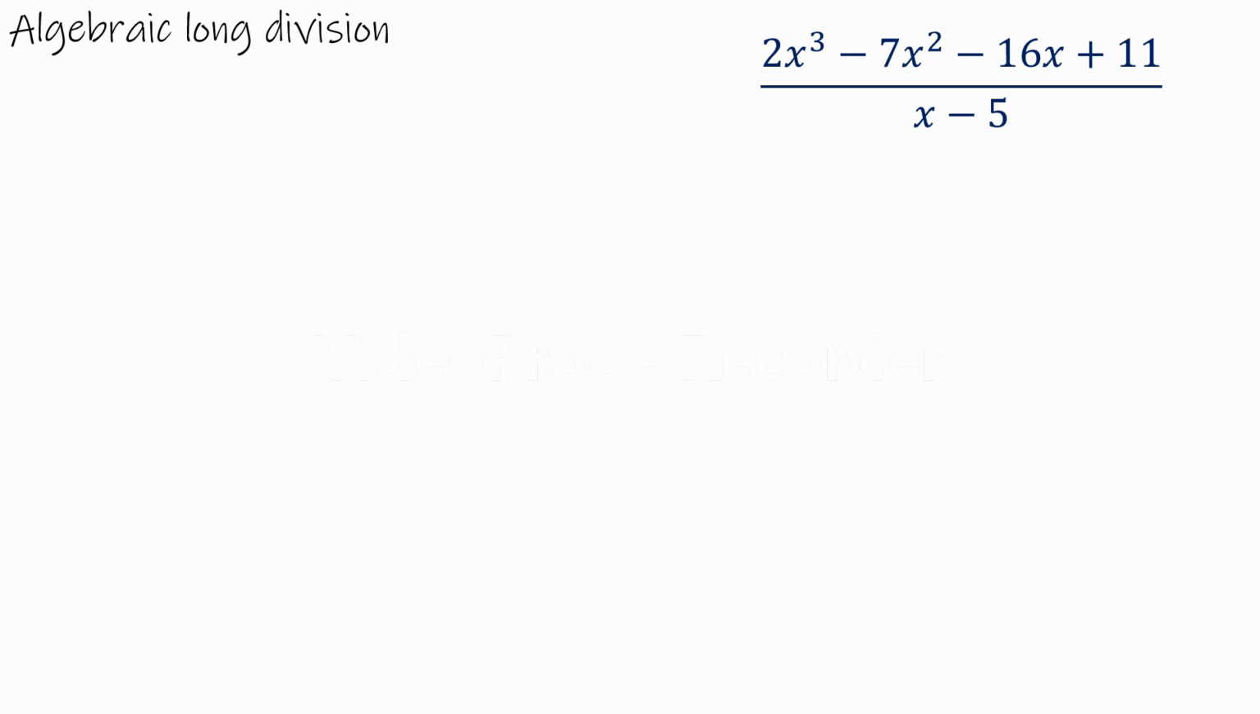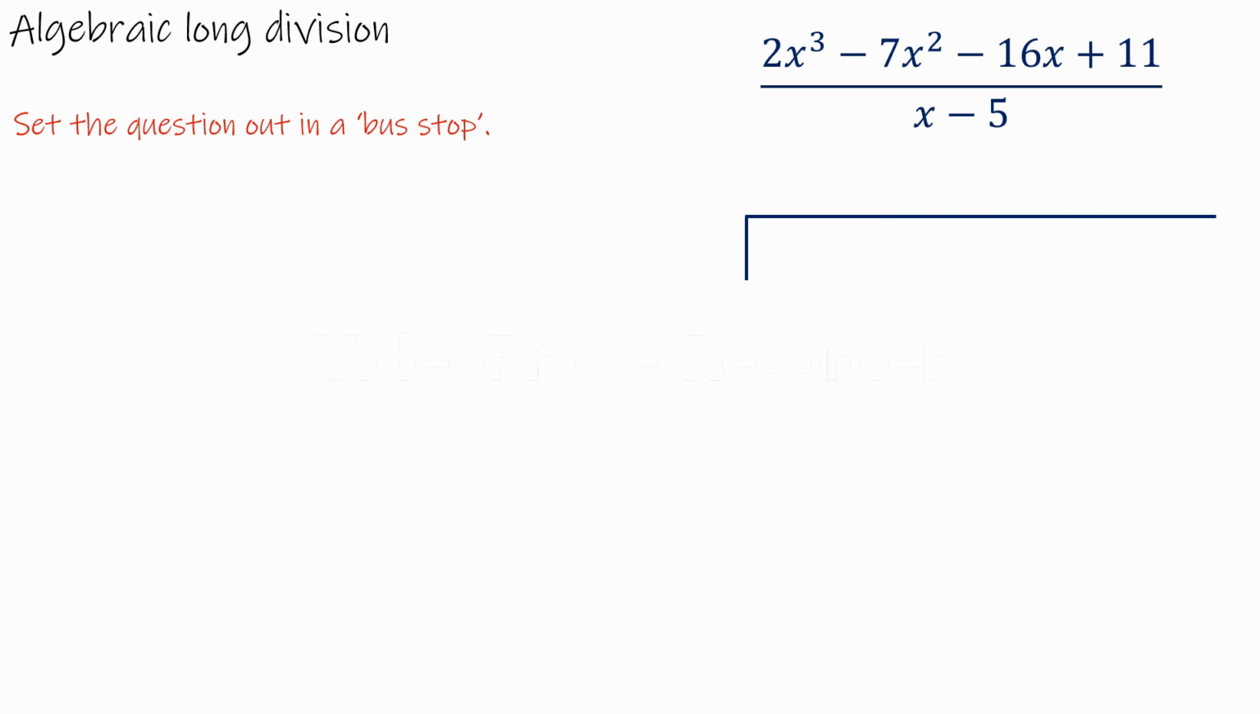Let's start by taking a look at this question here, asking us to divide 2x cubed minus 7x squared minus 16x plus 11 by x minus 5. Now the first thing we want to do is set this out in a bus stop, where we're going to have our polynomial under the bus stop and the divisor on the outside.